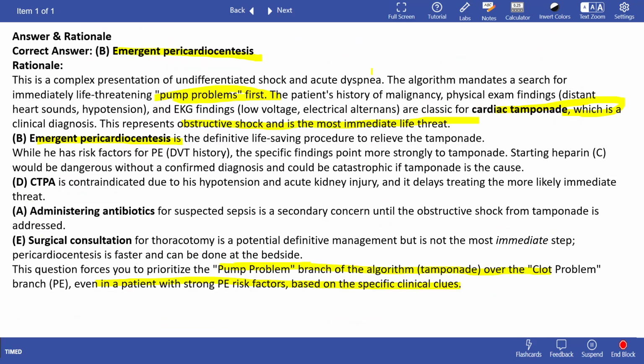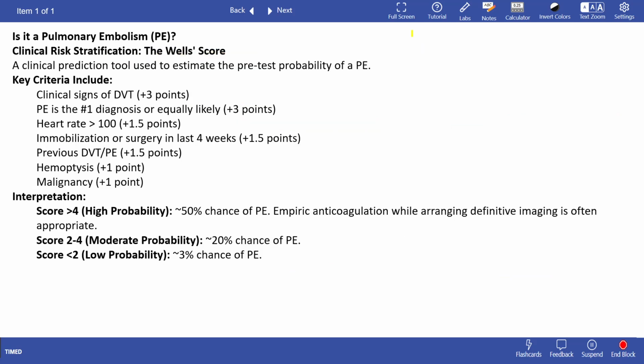Okay, so you can read the explanation in this slide. Moving on, this is just a mention of the Wells score, so that you don't forget about this, because this is very high yield. This is the Wells criteria.